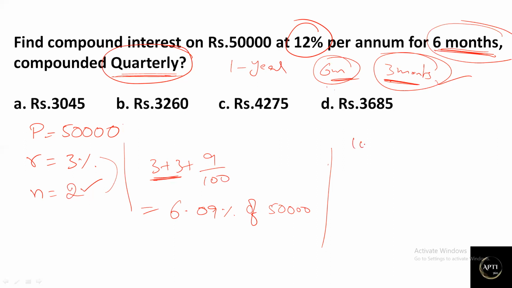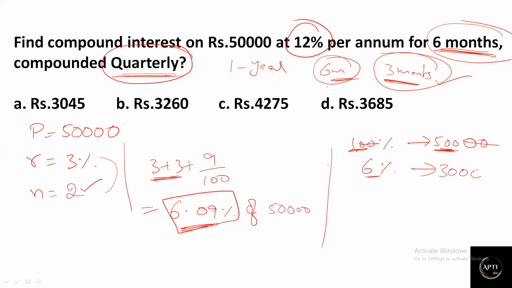Okay, 6.09% of what's the principal amount? 50,000. Now if 100% is 50,000, what we need to find? If 6%, let us consider 6% alone. Actually we need to calculate 6.09. This is the compound interest. If 100% is 50,000, can I say that 1% is 5,000? Sorry, 1% is 500. If 1% is 500, what is 6%? Can I say 6% is 3,000? So the answer is 3,000, but it is slightly greater than 3,000.